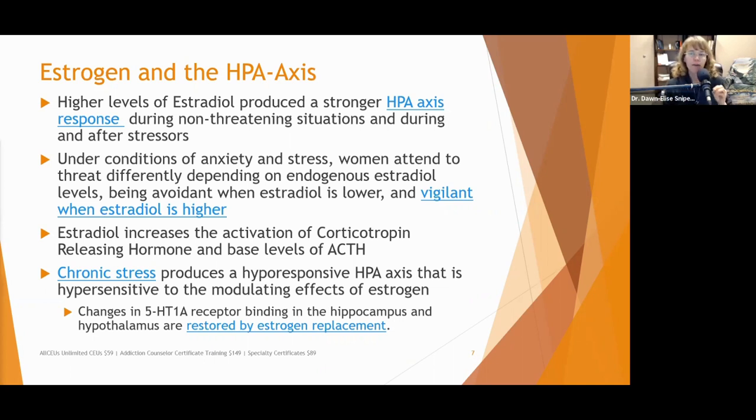Changes in HT1A receptor binding in the hippocampus and hypothalamus are restored by estrogen replacement. HT1A, remember, is serotonin, and serotonin tends to be our calming chemical. If estrogen levels are rebalanced, they're finding that the serotonin system tends to be rebalanced. But that also means getting rid of that chronic stress. We can't continue to bathe the system in stress chemicals.